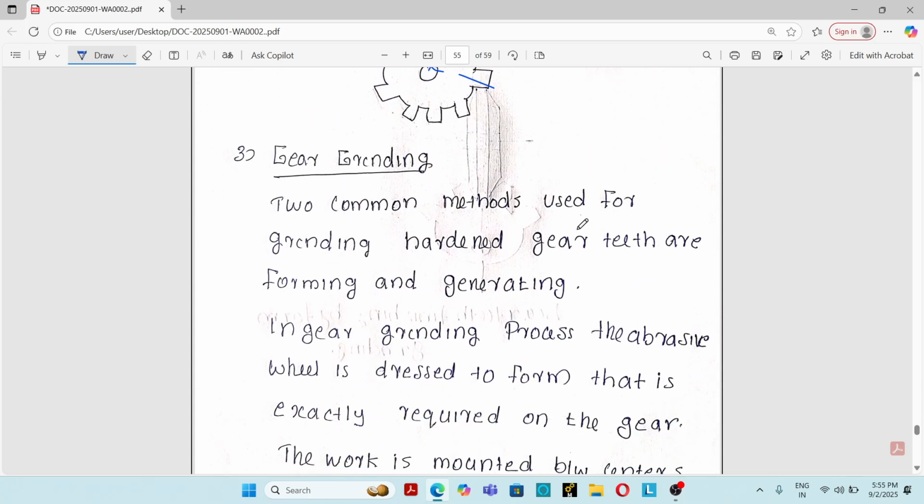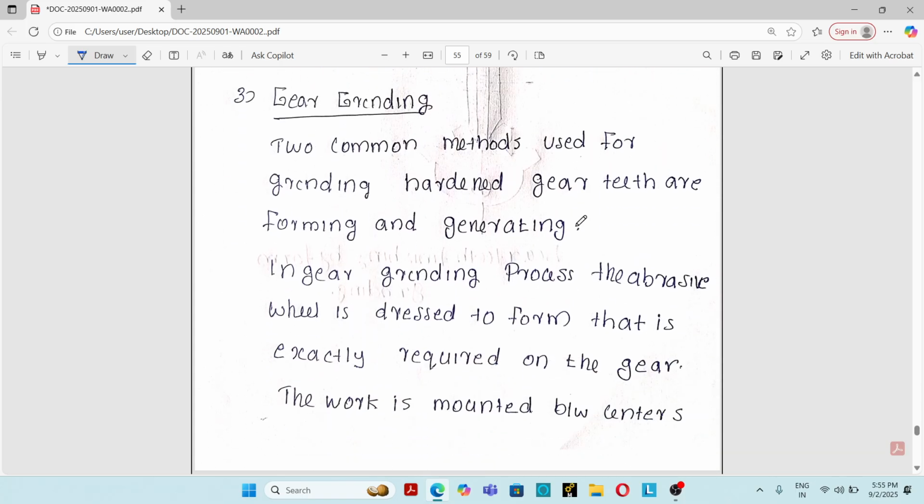Okay. And the third process is the gear grinding process. There are two common methods used for grinding hardened gear teeth: forming and generating. The gear grinding process is used for increasing the finish of hardened gears. After hardening, the gear proceeds to gear grinding in order to increase the surface finish. The first method is forming, and the second is the generating method.